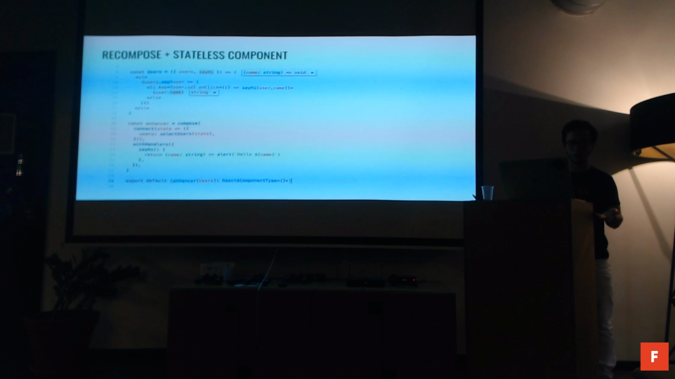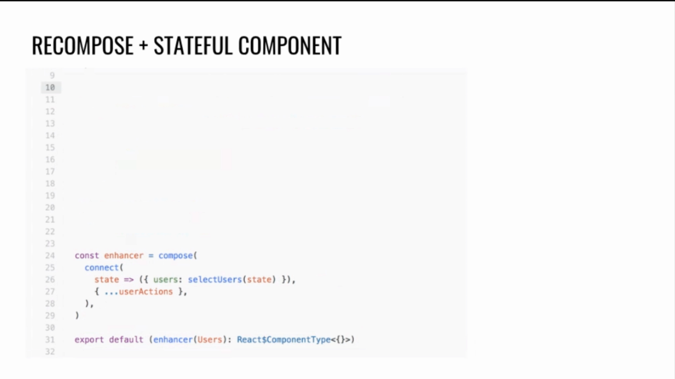Now, stateful components are a little bit more complex. Stateful components are just class-based components. And as you can see, the enhancer part is pretty much the same. The export default is pretty much the same. On the enhancer, I removed the with handlers because there's no need to add that in a class-based component. And we added the second part of the connect higher order component, which is the map dispatch to props. We're going to use that in a minute.